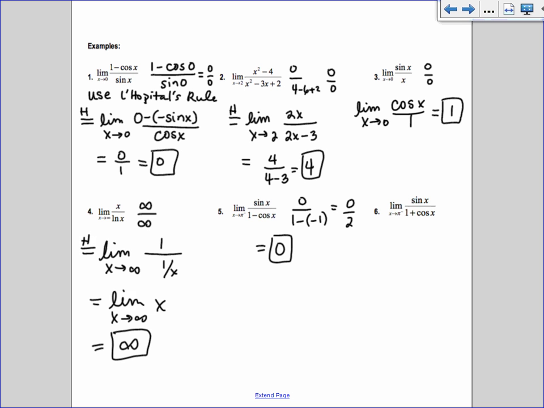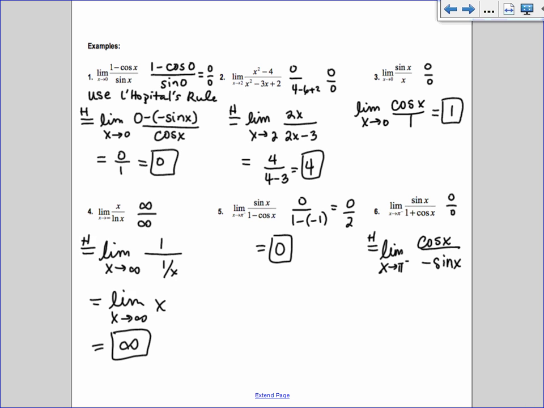Okay, so this next one is 0 over 0. Do you guys see why I did both problems? So I'm going to do L'Hopital's rule. I'm going to say the limit as x goes to pi from the left. The derivative of sine is cosine. The derivative of 1 plus cosine is negative sine. So now I'm ready to try plugging in pi.